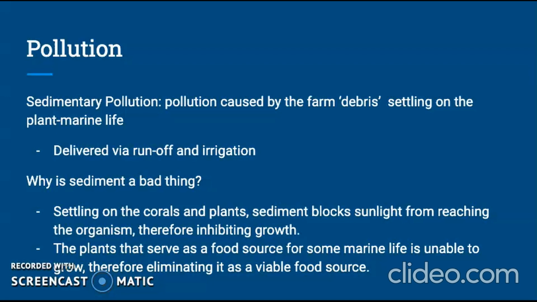And then the plants that serve as a food source for some marine life are unable to grow, therefore eliminating it as a viable food source. So the marine life that live in the area have to migrate to a different area. So, yes, that is why it is bad.